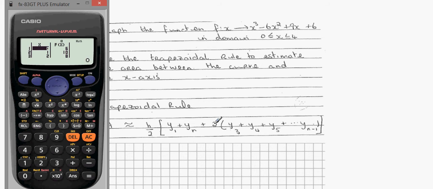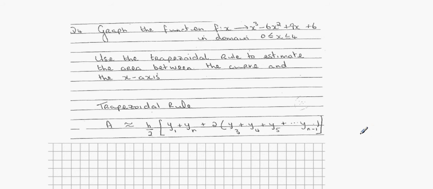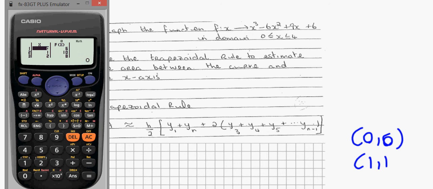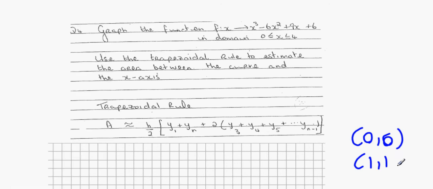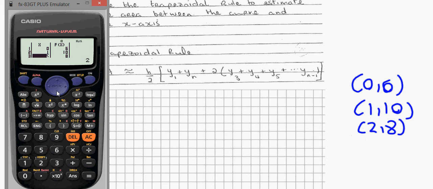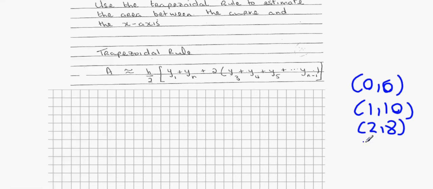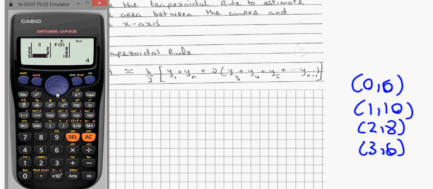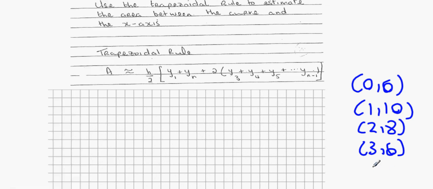Okay, so we're going to write down all the points. So 0, 6; 1, 10; 2, 8; 3, 6; and 4, 10.